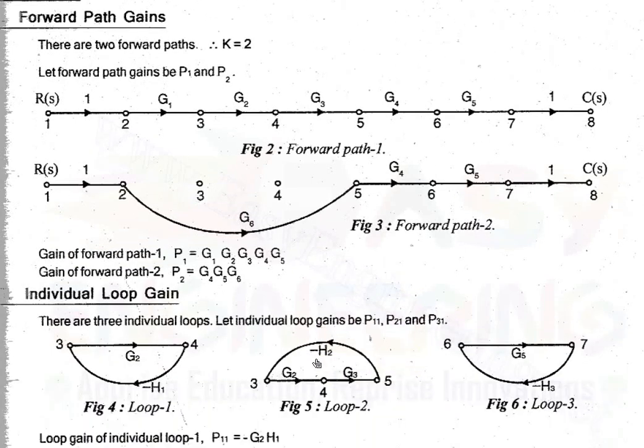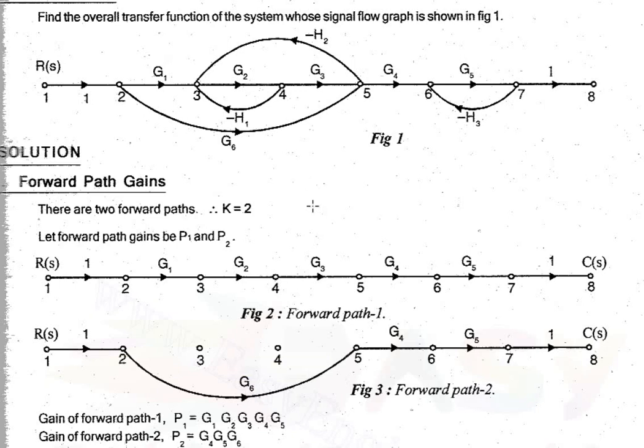Next, in the second step, we have to find the individual loop gains. An individual loop means an enclosed loop of nodes among the different nodes we have in the forward path. The enclosed loop is called an individual loop. From the given diagram we can conclude that we have 3 individual loops.